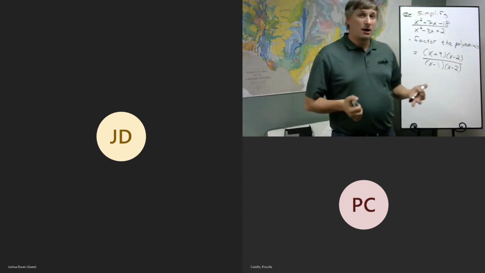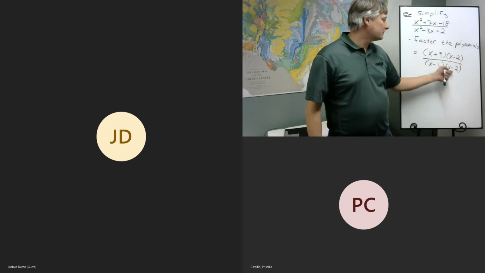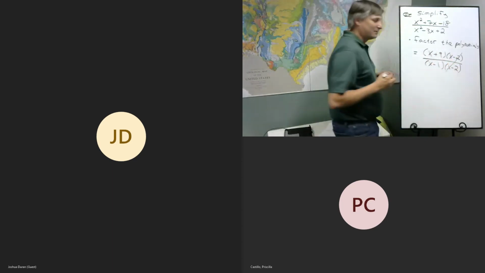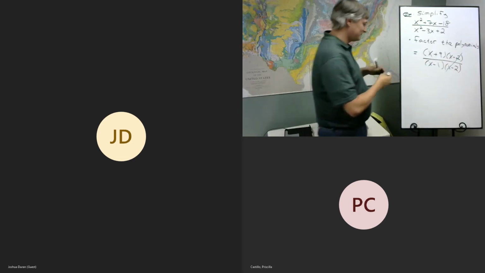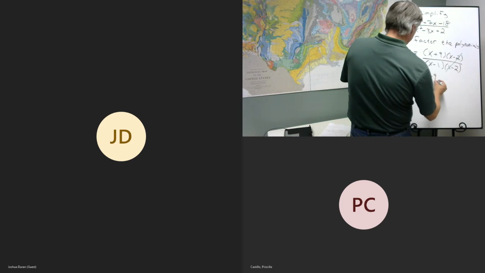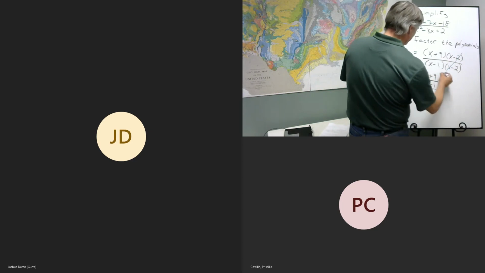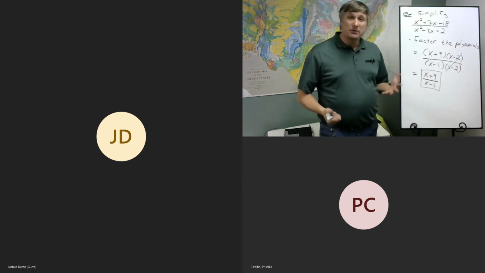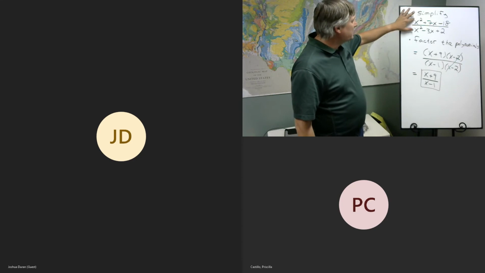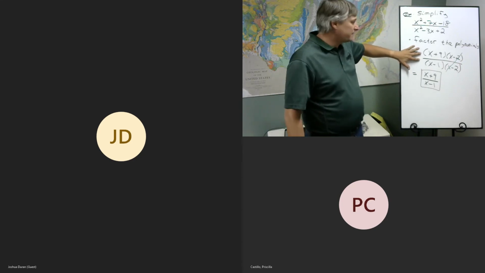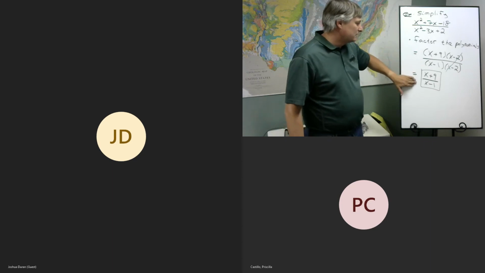And now we look for common factors. Common to the top, common to the bottom, and we have a pair of them. X minus 2. So again, x plus 9 over x minus 7. I'm sorry, x minus 1. And that's it. So what you're going to do with these is you'll factor the numerator and denominator. And then once you get everything factored, look for factors you can cancel, and there you go.